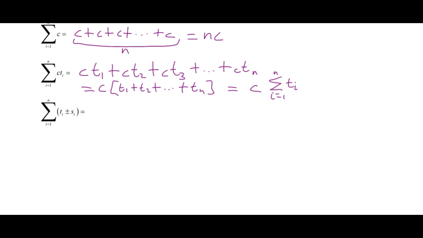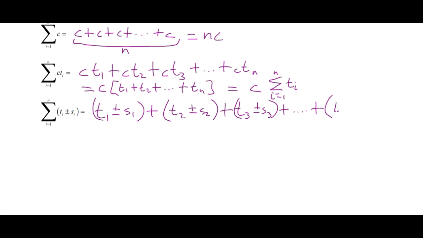Okay, so property 1, if you're just adding up a constant, it's just n times c, however many times you're doing it. And what if you've got two separate terms, t_i and s_i? So it'd be t1 plus or minus s1, plus t2 plus or minus s2, plus t3 plus or minus s3, ending with t sub n. So what's another way we could express that? It's already written out. Yeah, but you can simplify it a bit.